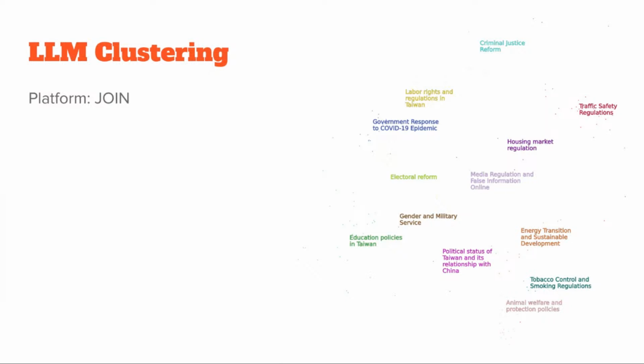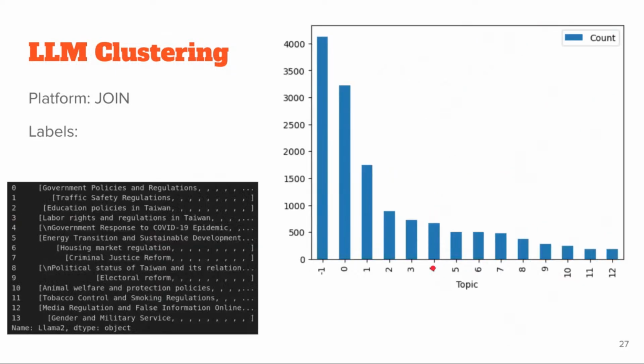Then we did the same for Join, but it's a little bit smaller, though the topics overlap. There's again traffic safety regulations, the housing market, energy transition, sustainable development, tobacco control, animal welfare, and political status. And this is the histogram showing how many proposals are in each of those clusters.